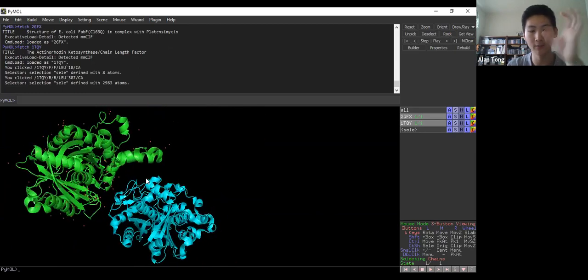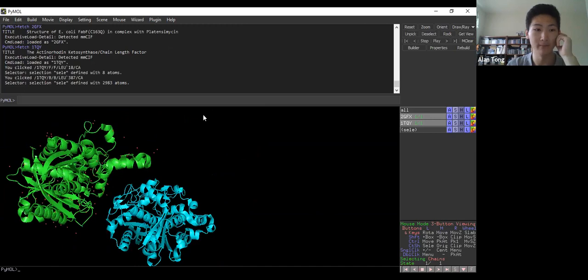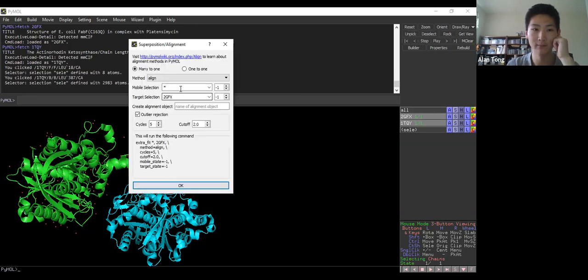So at first, these two might not look too similar, right? Maybe you see some similarities here and there, but let's look at how they might align, right? What about 312D? Yes, sure thing. You're on. Let's align it. Let's go to plugin, and we can align. So let's align our mobile selection. Let's do this one. Yeah, let's align, and let's do OK.